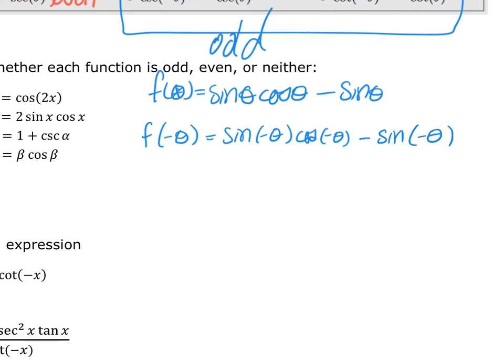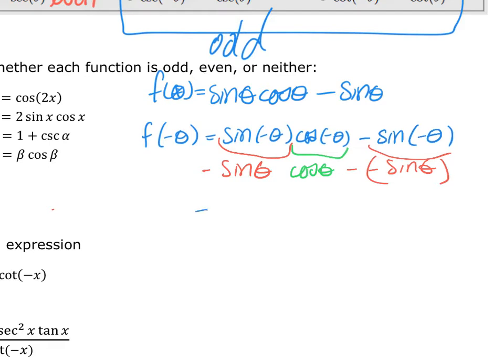What I know is sine is odd, so this is going to be the negative sine of theta. I know that cosine is even, so this is just going to be the cosine of theta. Sine again is odd, so it's going to be minus the sine of theta. So my final answer, when I clean it all up, is the negative sine theta, cosine theta, plus the sine of theta. To determine whether it's odd or even, I ask myself, did every sign change between terms?